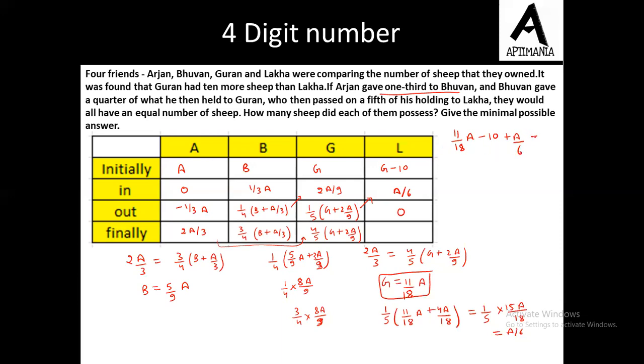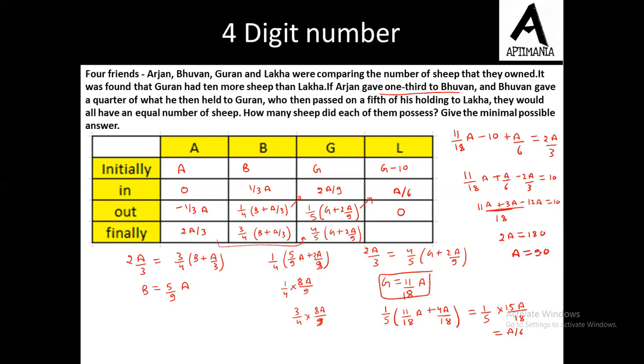Now this number must again be equal to 2A by 3 as it is given to us in the equation that all of them finally had the same number of sheaves. So let us solve this equation. 11 by 18A plus A by 6 minus 2A by 3, and this must be equal to 10. Taking LCM as 18, we'll get 11A plus 3A and minus 12A. This must be equal to 10. Fine. So this is 2A and this is equal to 180. So from here A comes out to be 90.